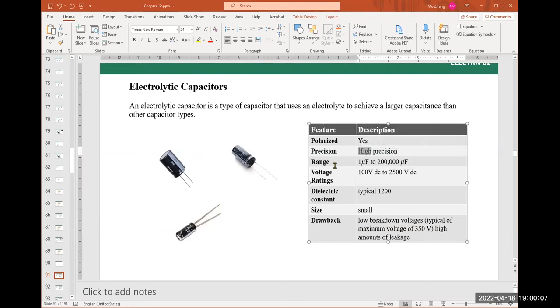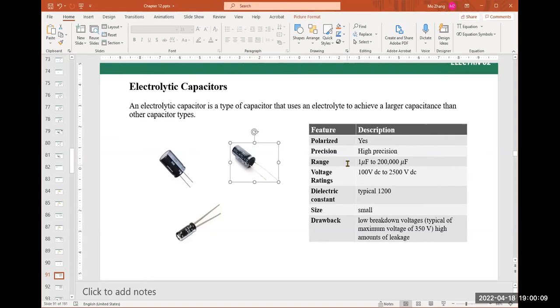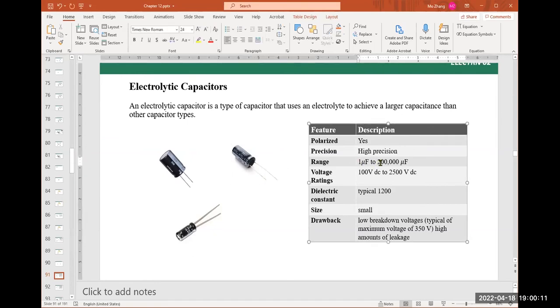And then the range, the value of it is from 1 microfarad to 200,000 microfarad or 200 millifarad. This is the voltage rating, and here is the dielectric constant. Very soon we're going to cover the dielectric constant.